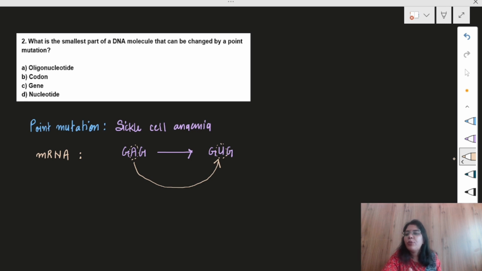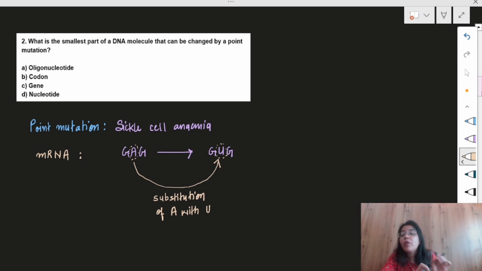So this is the meaning of point mutation. Here what happened? Substitution of A with U. If any one single base pair is substituted with some other base pair, then it is called point mutation. At one single point, change happened. They are asking in which part of the DNA point mutation can happen, which is smallest. One by one, I will tell you.